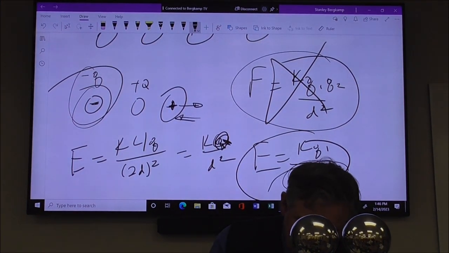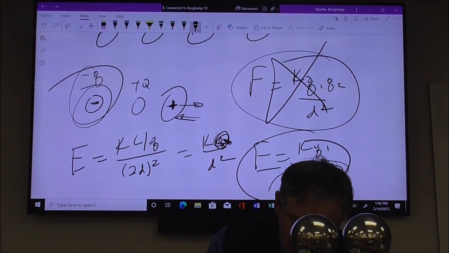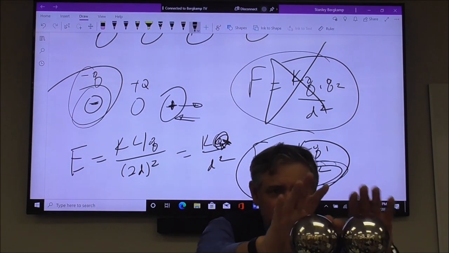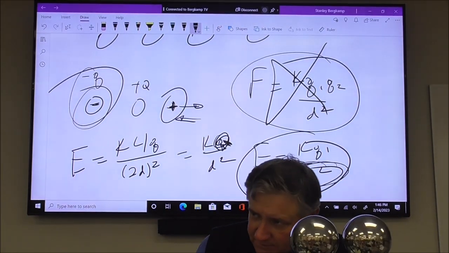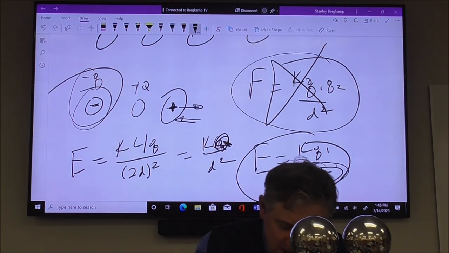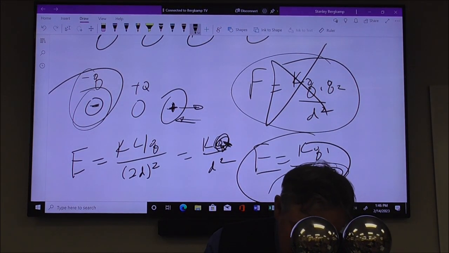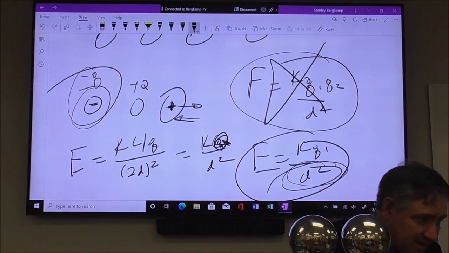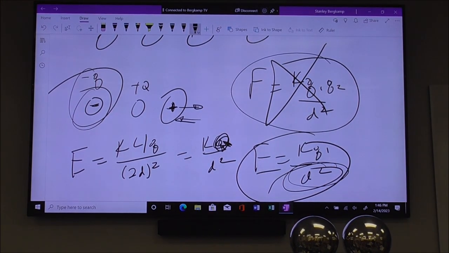So if you look on number six, you have two identical spheres in contact. Both are initially neutral, okay? Boom, I've discharged them, they're neutral. They don't have any charge. So then, 1 times 10 to the 12th electrons are added to sphere A, then the two spheres will separate. So here's what I want you to see.